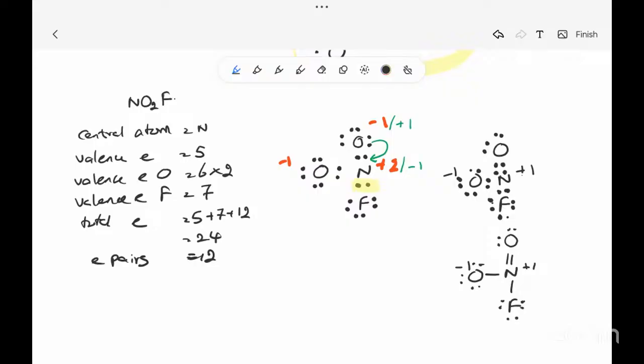So this is the structure for NO2F. Here nitrogen has created a double bond and a single bond. Okay. And after creating this one, nitrogen has consumed 3 electrons for 3 bonds, and there will be a lone pair.